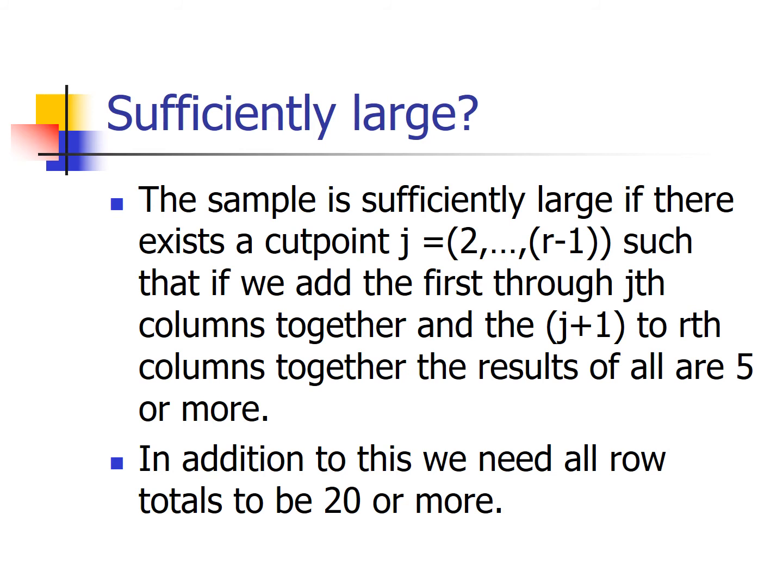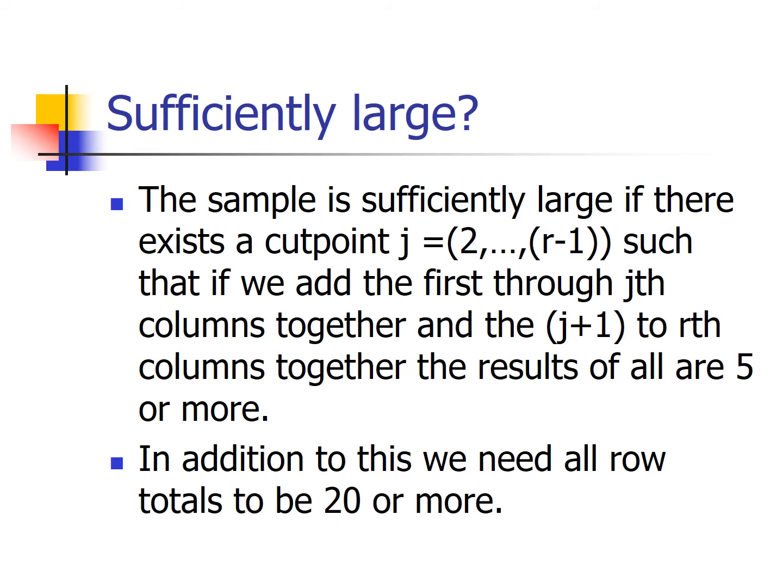The first bullet point is one of those things where the concept is actually not that hard, but trying to write that concept out symbolically is a bit challenging. So the sample is sufficiently large if there exists some cut point such that if we add the first through j columns and the j plus 1 through r columns together, then we get 5 or more observations in all of our cells. So the idea is that you collapse the columns together. There's a lot of different ways of collapsing columns together, and you're collapsing them in such a way that you still keep the number of rows, so you have an S by 2 table.